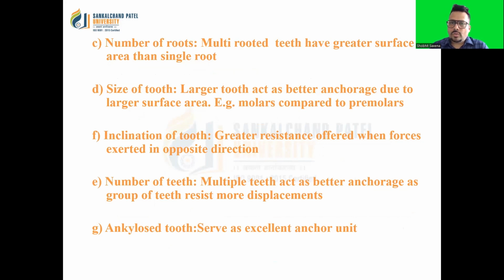Size of the tooth. Larger teeth act as better anchorage due to large surface area, that is, molars as compared to the premolars provide better anchorage. Inclination of the tooth. Greater resistance is offered when the force is exerted in the opposite direction. The example of this is that when the molar is distally tipped, it provides better anchorage than the uprighted tooth. Number of teeth. Multiple teeth act as better anchorage as a group of teeth resist more displacement.